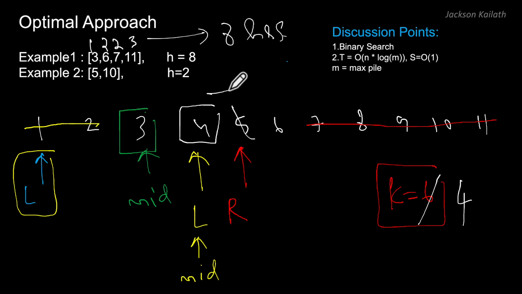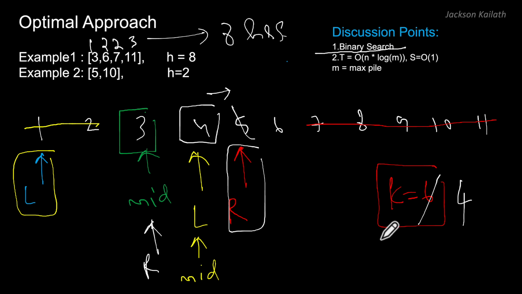But anything to its right, which is not already eliminated, needs not be checked any further because we want the minimum possible value for k. And at this point, we would set right to mid - 1, which is over here. And then we would just come out of the while loop because right is now less than left. So this is how you can solve this question using binary search.